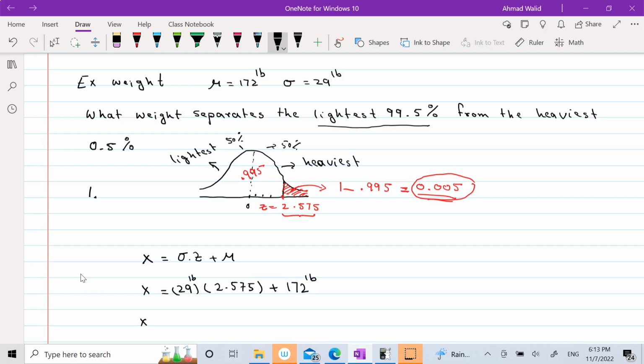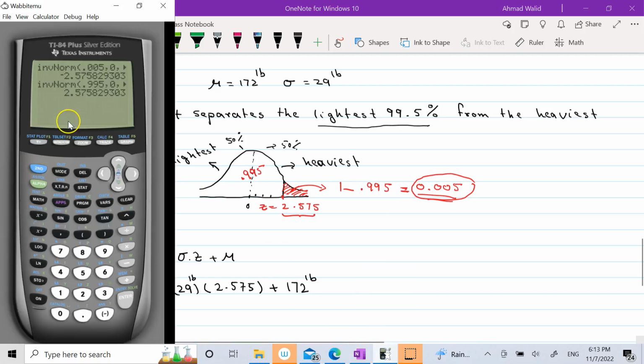Now step by step, use your calculator and multiply these two numbers: this number times 29. Answer 74.699. But what will I do? I also add 172. Enter. 246.69.